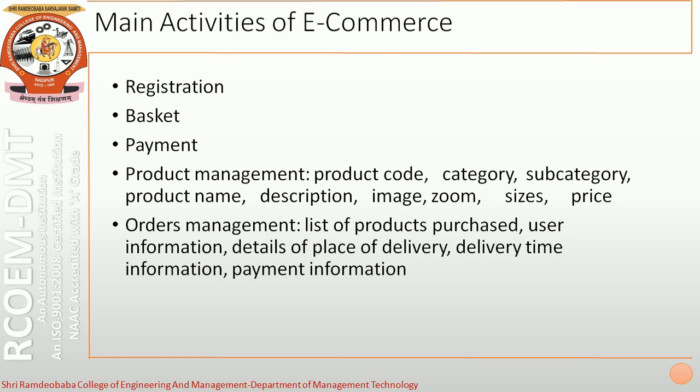And then the product name under each of the categories, then you describe the product, because it should be easier for the customer to find the product that the customer wants. And then the image of the product has to be there, because they are looking at your product virtually, and they should be able to zoom in or zoom out, and see the different sizes of the product and the prices. So all this comes under product management, and this is done in e-commerce.